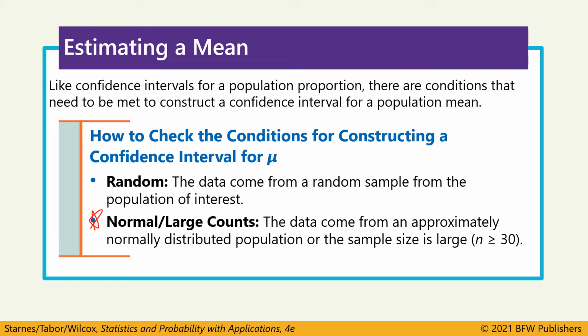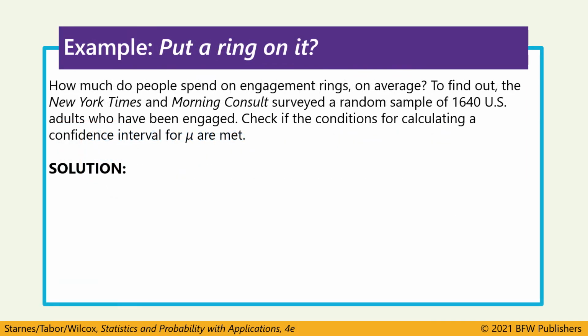Either the data comes from a population that's approximately normally distributed, or we have a large enough sample for the central limit theorem to apply. For example, how much do people spend on engagement rings on average? To find out, the New York Times and Morning Consult surveyed a random sample of 1,640 US adults who have been engaged. Check to see if the conditions for calculating a confidence interval for mu are met.